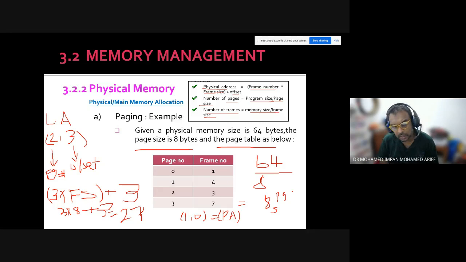Ada yang tak faham tak? Okay, it's quite simple je. You have to remember the formula and you just masukkan formula je. But always remember, bila logical address keluar, dia keluar dalam bentuk dua number, which is the page size, comma, offset. Okay, it comes out in that particular form.